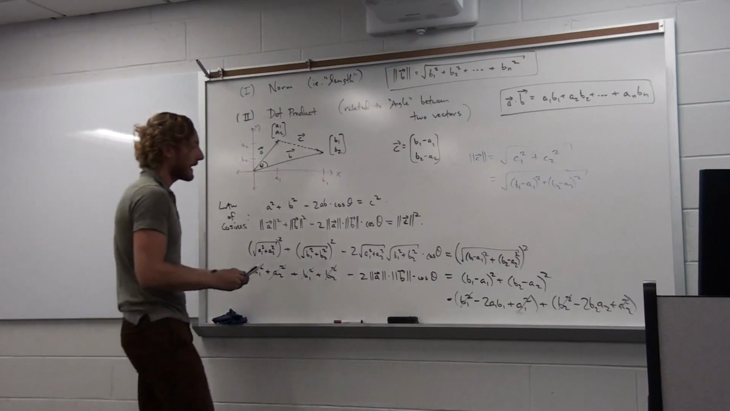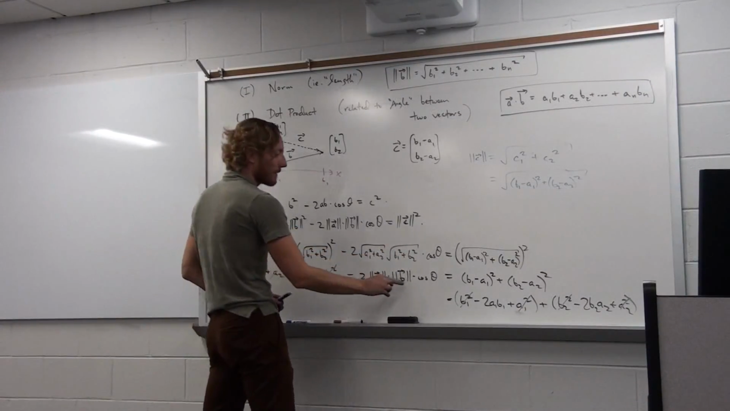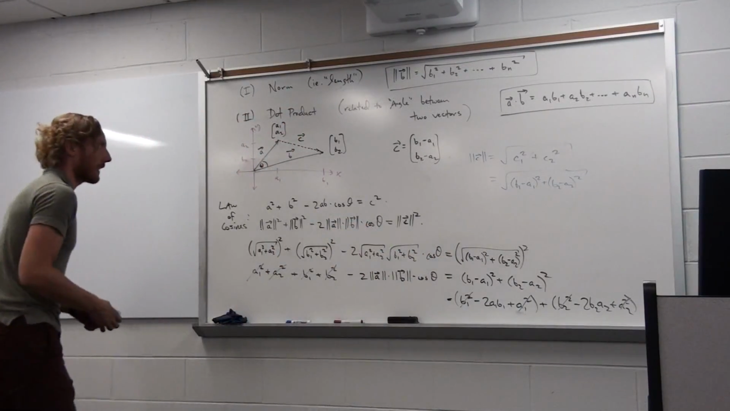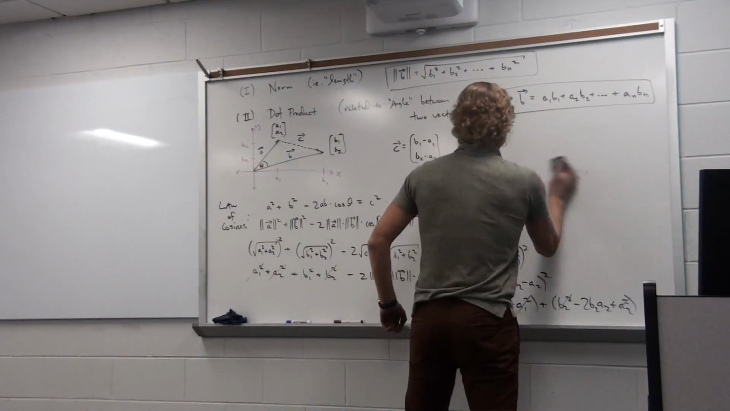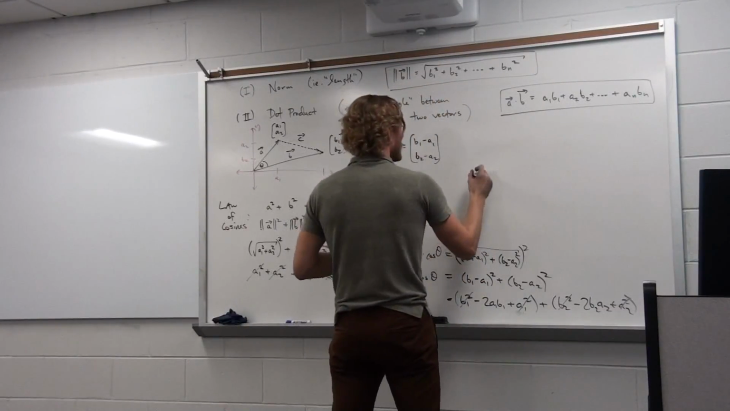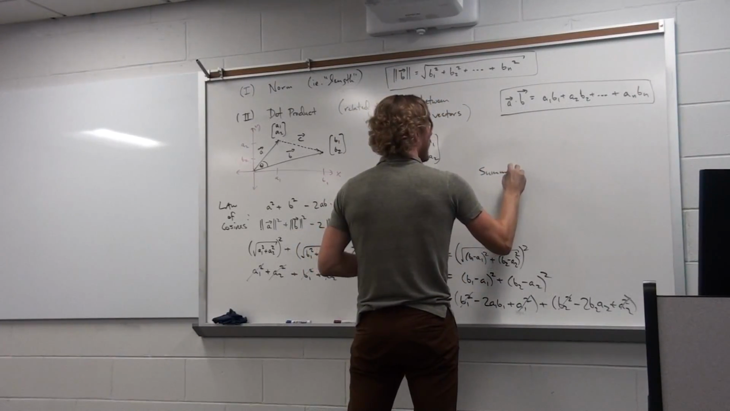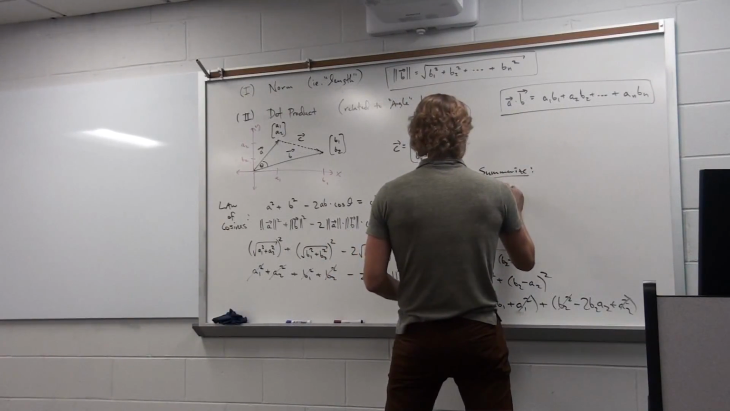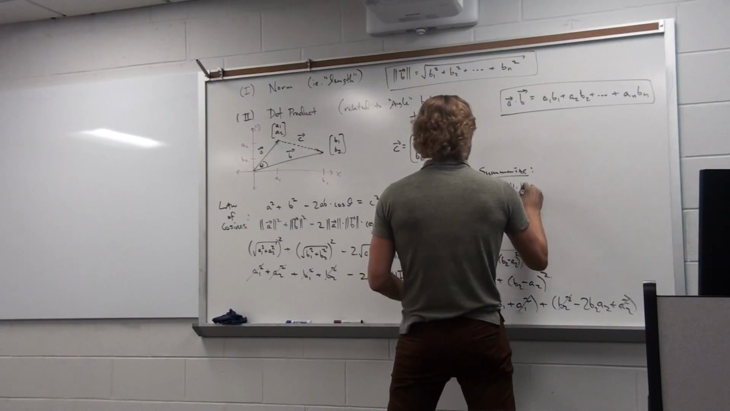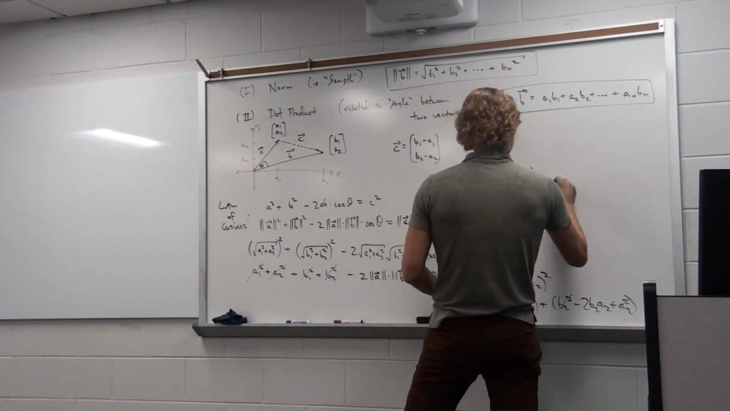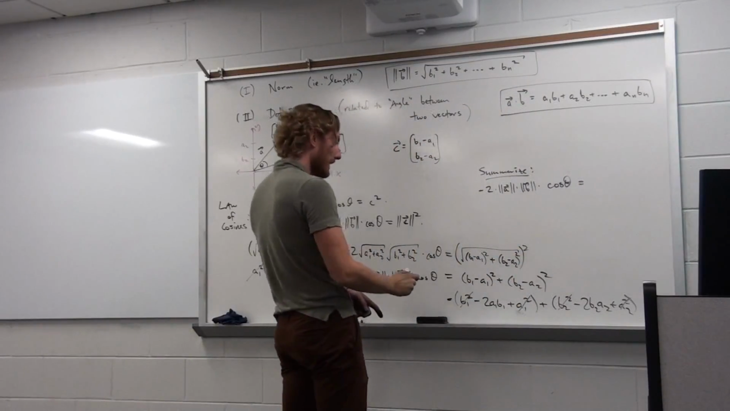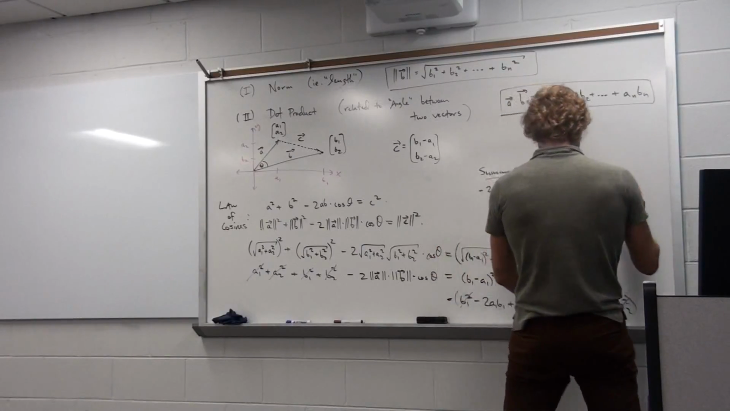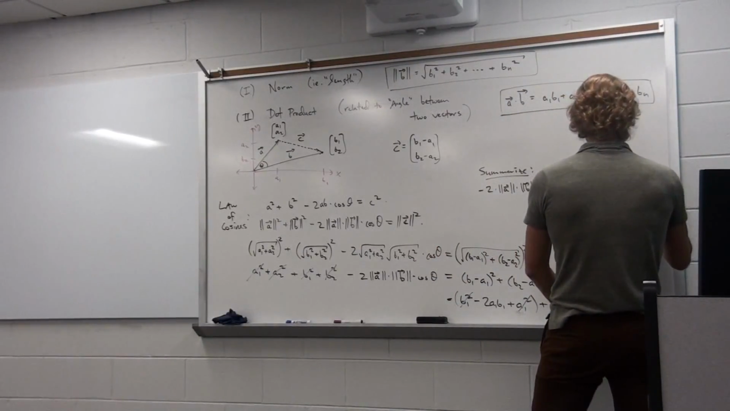Now, unfortunately, we're not going to be able to cancel the norm of A because we don't have that on the right-hand side, or the norm of B because we don't have that on the right-hand side. The cosine also is not existing on the right-hand side. But what do we have? Let's summarize. On the left-hand side, we've got minus 2 times norm of A times norm of B times cosine theta. And on the right-hand side, we've got minus 2A1B1 minus 2B2A2.